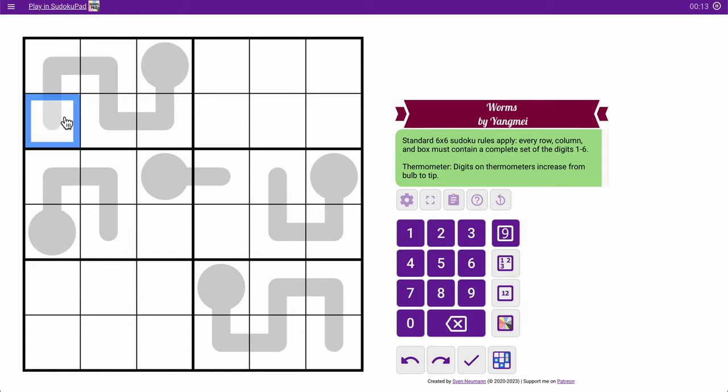And then standard 6x6s, so every row, every column, and in every 2x3 box, bounded by dark black shaded lines, they must contain a complete set of 1 to 6.